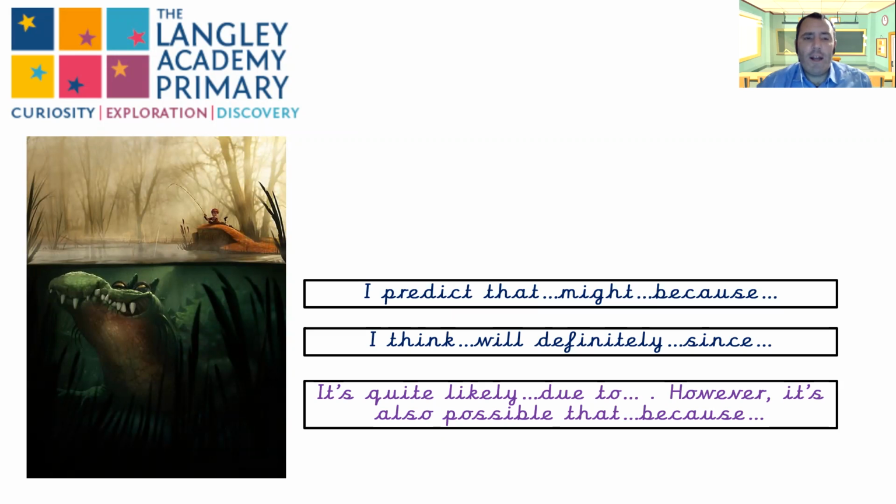It's quite likely that something due to something. However, it's also possible that something because something. So we could have, it's quite likely the monster's going to eat the boy due to the fact that he's hungry. However, it's also possible that the boy might escape because the monster can't run on land.